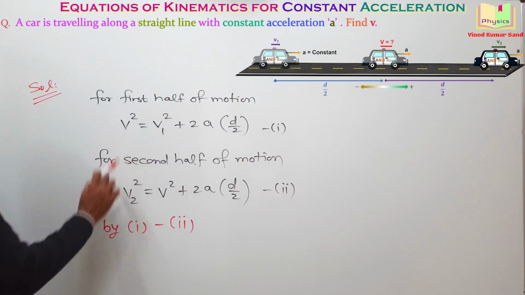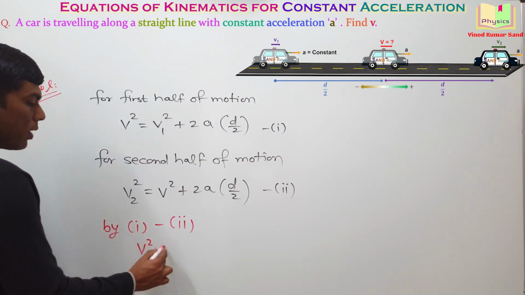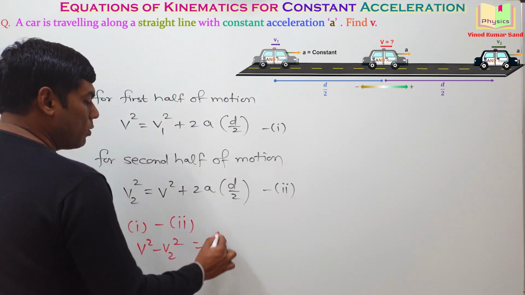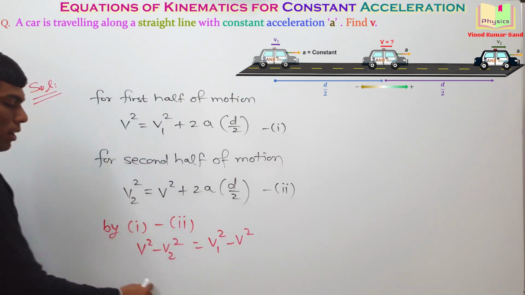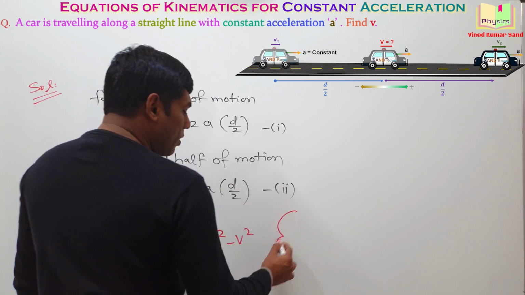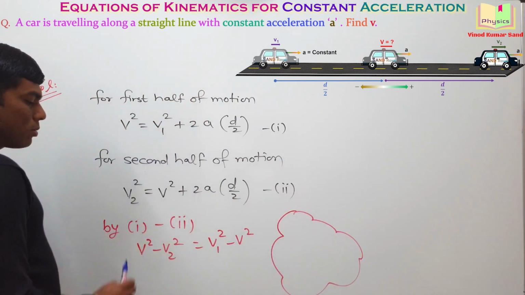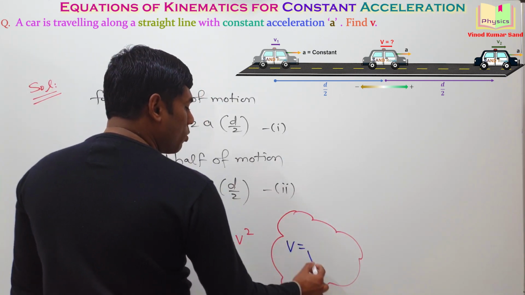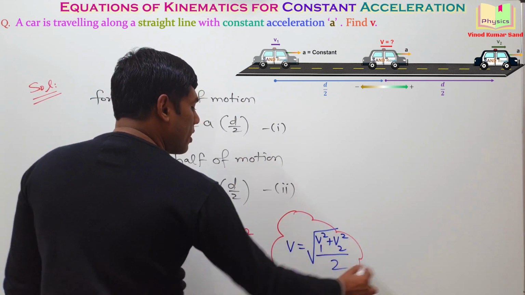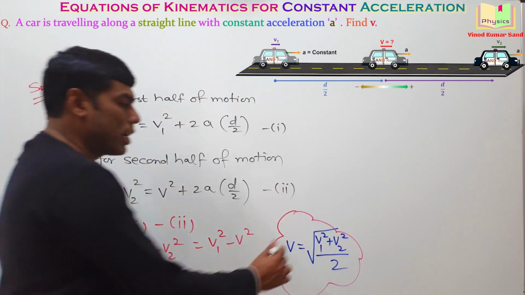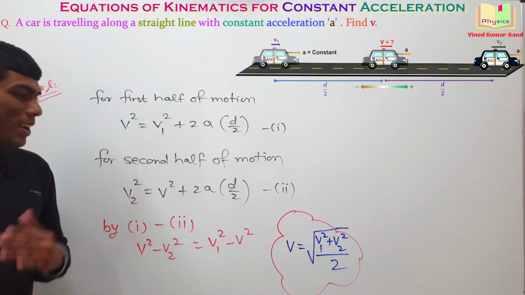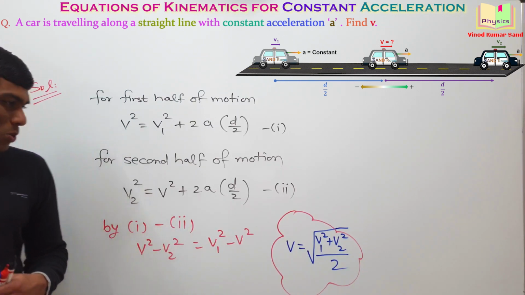By 1 minus 2, in LHS we are left with v square minus v2 square, and in RHS we are left with v1 square minus v square. This v square we can shift here and this v2 square we can shift there. On simplifying everything, you'll get the final expression of v. V will come out to be root of v1 square plus v2 square divided by 2. Check it once. Simple and easy answer. Note it down. Then we'll be taking up the next question.